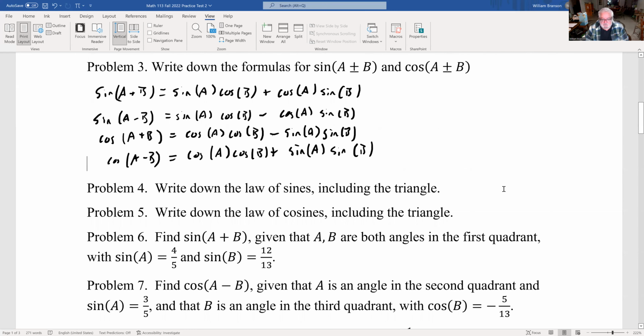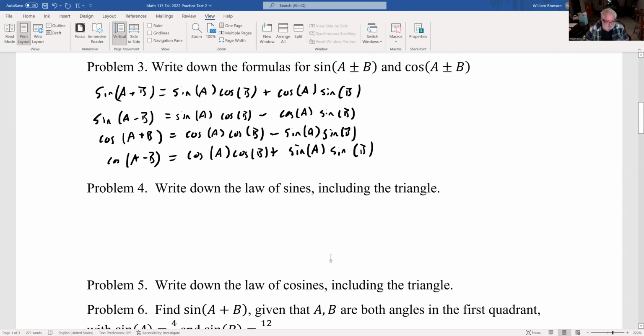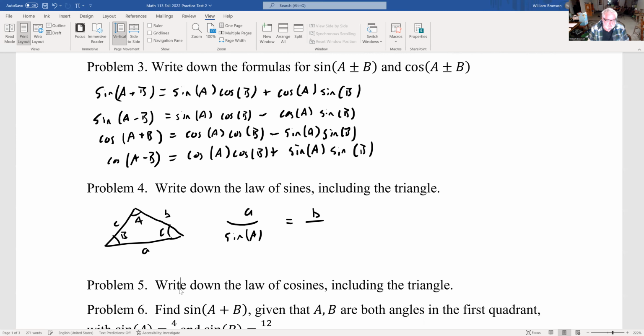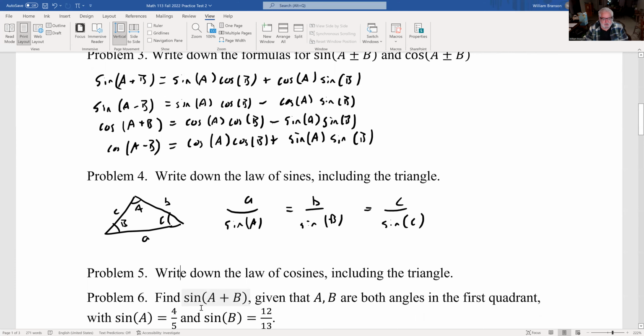So law of sines, including the triangle. What does it mean by a triangle? Well, the law of sines refers to a particular triangle, right? And it's sort of a generic triangle that looks more or less like this. This is the angle A. This is the side length a, B, b, C, c. Capital letters are angles. Small letters are sides. So a over sine A equals b over sine B equals c over sine C. You can also write this with the sines on top and the side lengths on the bottom. That's fine.